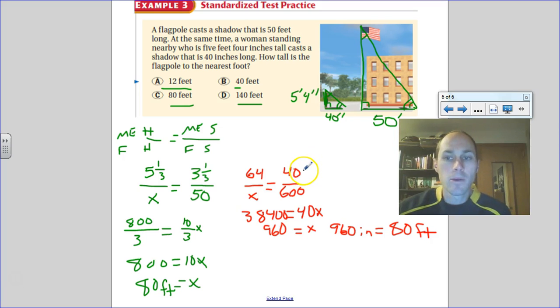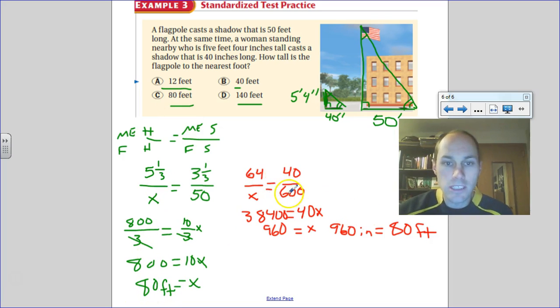Okay, so you can check my work for both proportions, and keep in mind that you might set up your proportion a different way. You might set up me height over me shadow equal to flag height over flag shadow. It doesn't matter, just as long as we're matching up corresponding sides. I multiplied using my cross products property. 50 times 5 1/3 is 800 thirds. X times 3 1/3 is 10 thirds x. Multiply both sides by 3. I get 800 equals 10x, divided by 10, x equals 80. Since we're measuring in feet, that's 80 feet.